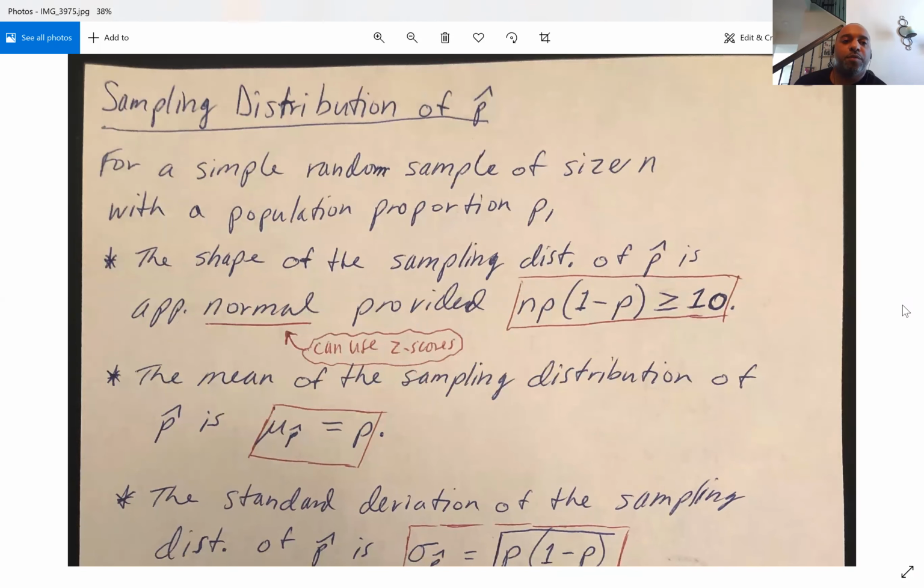So sampling distribution of p hat. For a simple random sample of size n with a population proportion of p, the shape of the sampling distribution of p hat is approximately normal provided. And once again, approximately normal is important because we can use our z-scores. So provided that when you multiply sample size times p times 1 minus p, it is greater than or equal to 10. So if it fits that condition, it's approximately normal. And if this is the case, then the mean of your sampling distribution is going to be p.